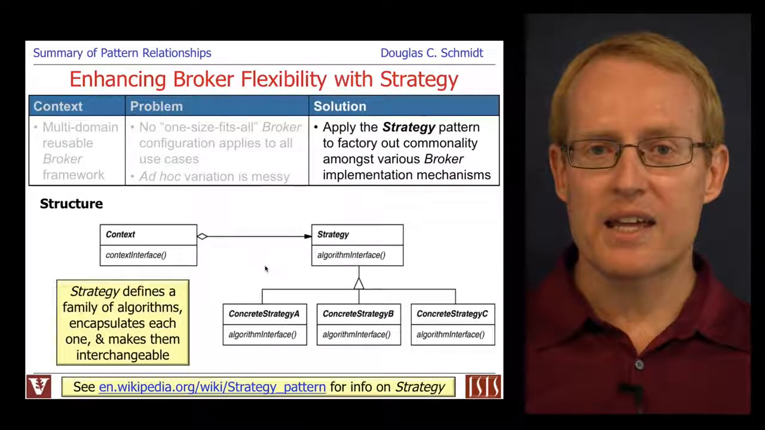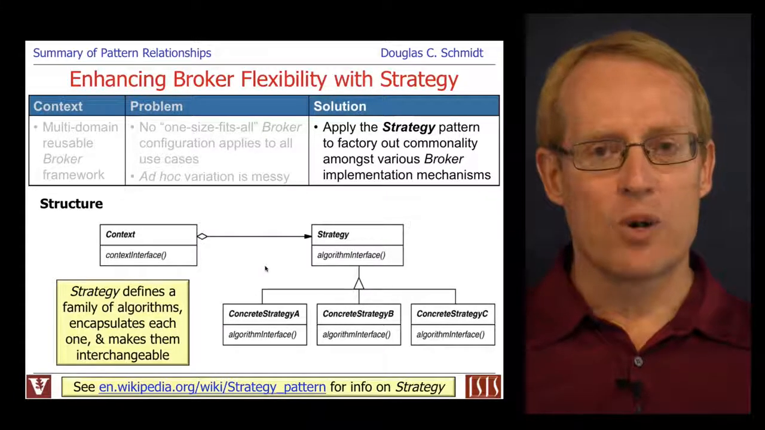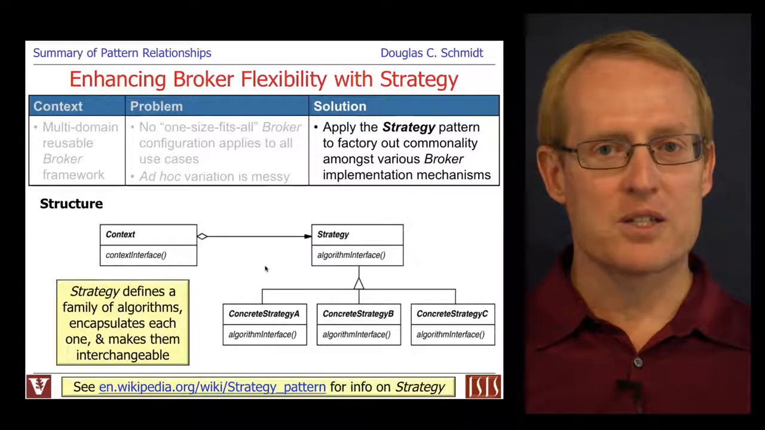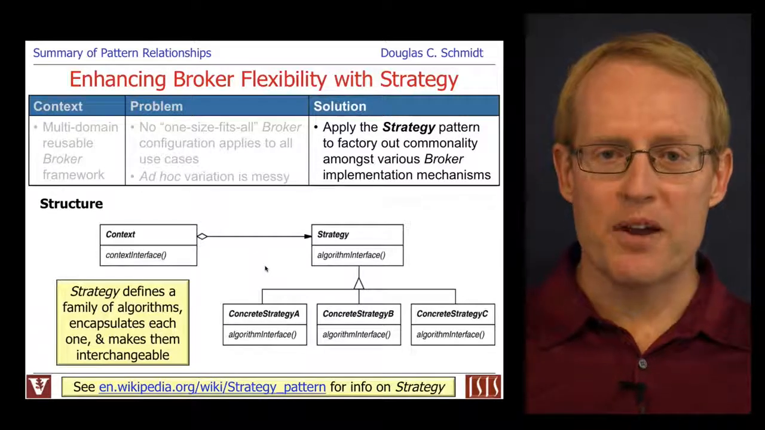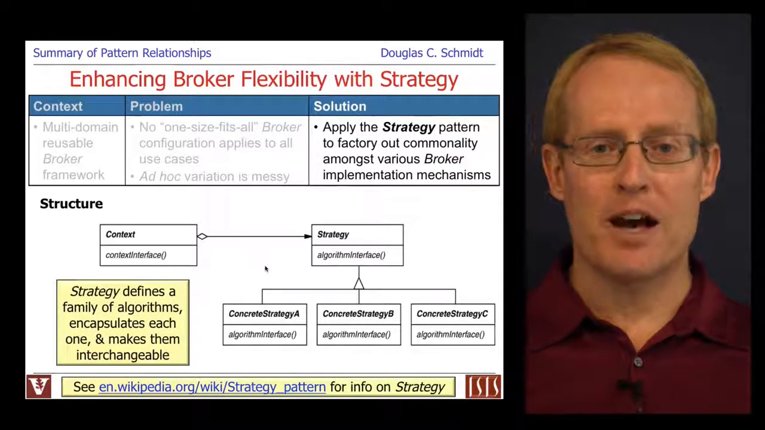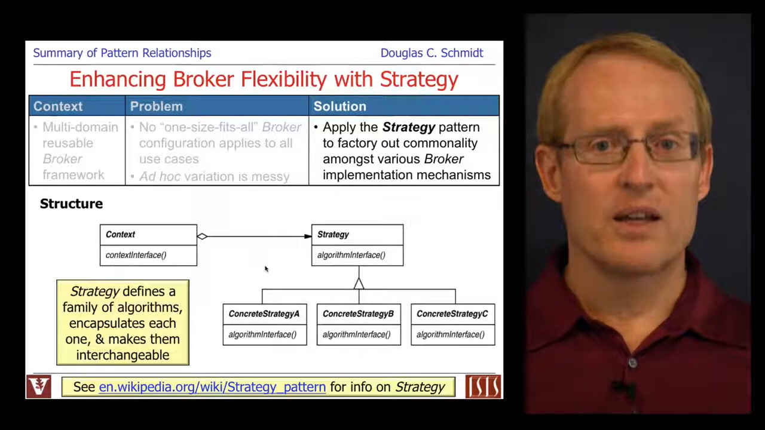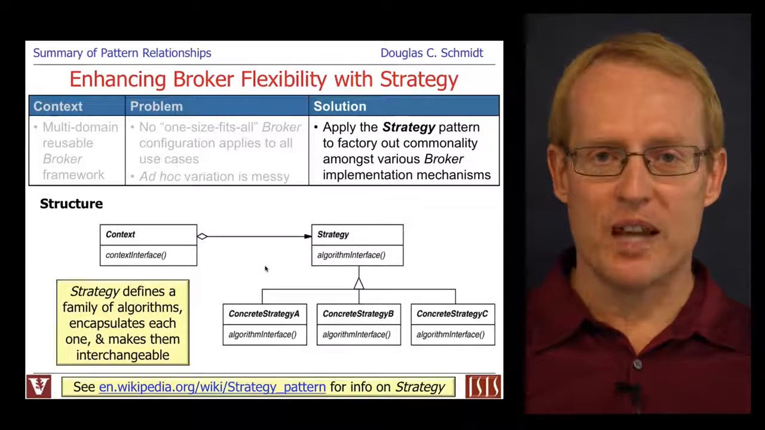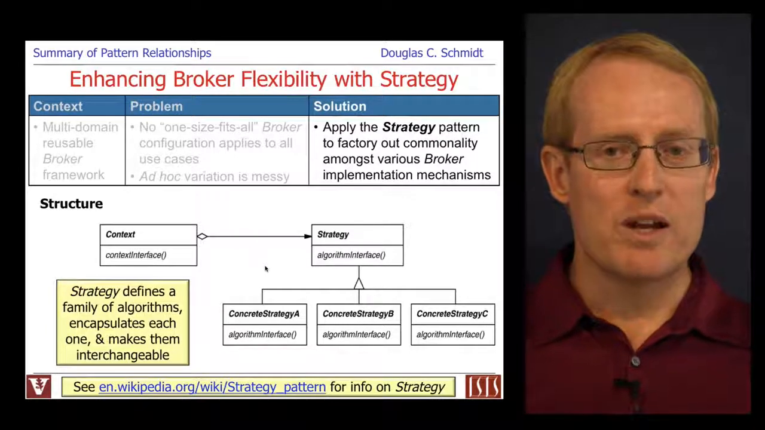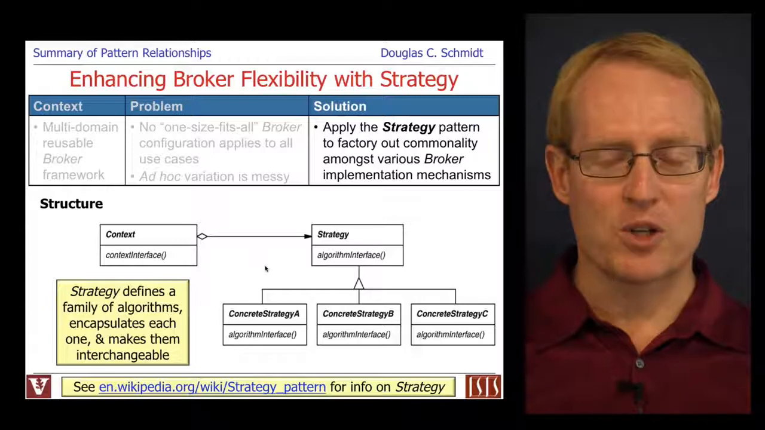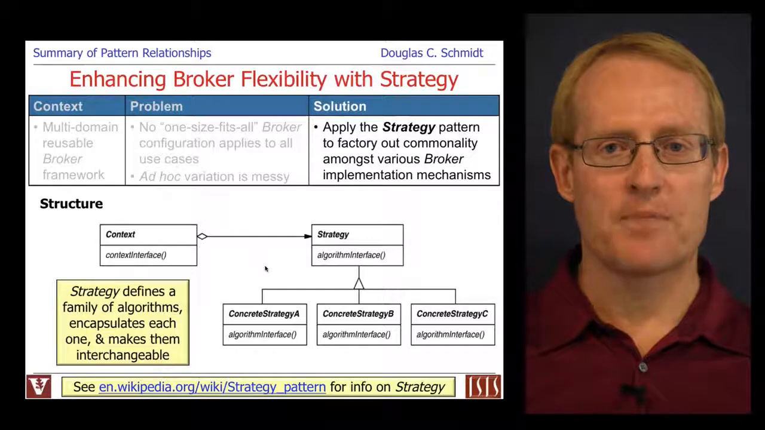So what we did instead is we applied a classic Gang of 4 pattern called strategy in order to factor out the commonality amongst the various implementation mechanisms in our broker. Now, the strategy pattern can be used to define a family of algorithms, encapsulate each one, and make them interchangeable. In our particular case, what we were interested in was being able to interchange different mechanisms for implementing the broker. You can read about the strategy pattern, of course, in the Gang of 4 book, which I highly recommend, or you can take a look online at the Wikipedia link to learn a bit more about it.